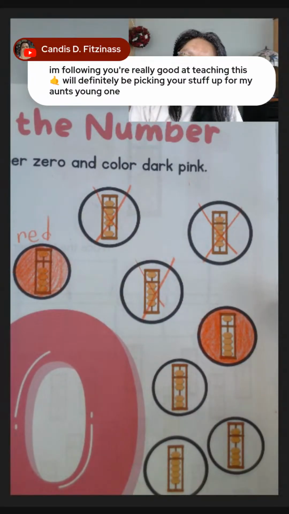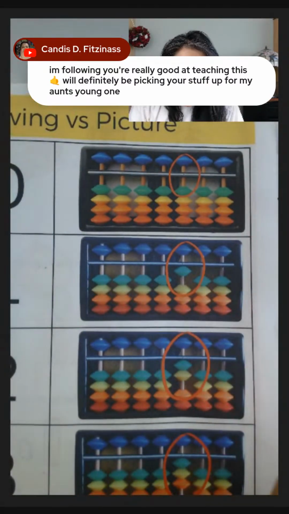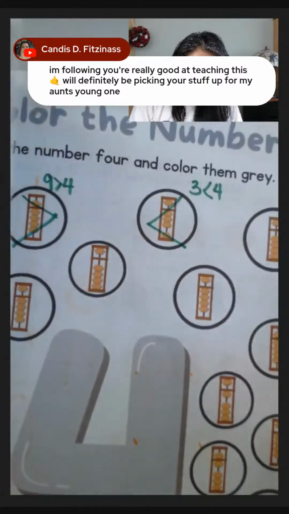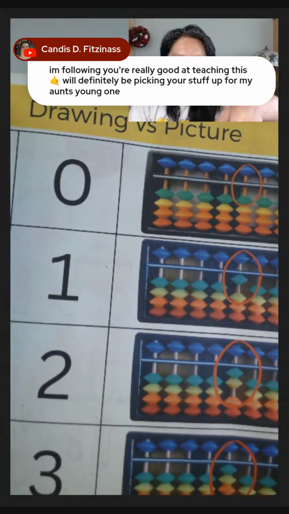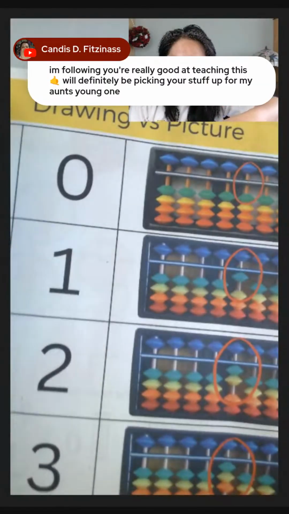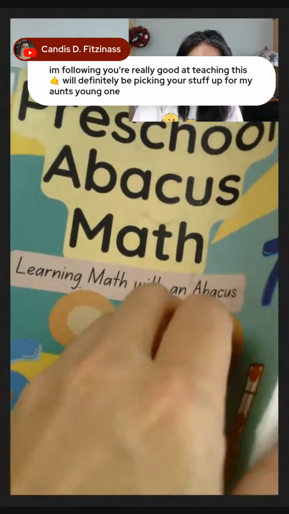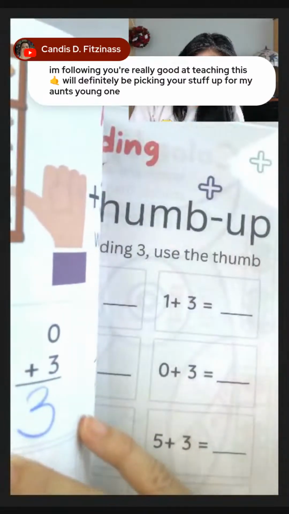I have it in my website. However, I'm going to start populating my TikTok shop with all of my activities that I have. So some of them are cutting and pasting, right? And I just haven't figured out how to sell it, because I like the cutting and pasting, because I enjoy the kids having fine motor skills. But yeah, this one is about counting forward, counting backwards, and so forth.